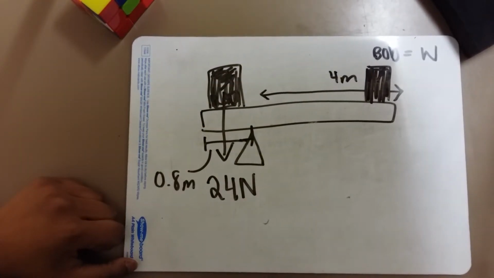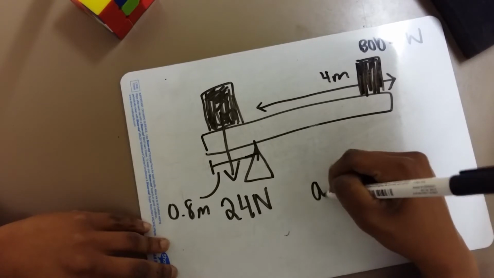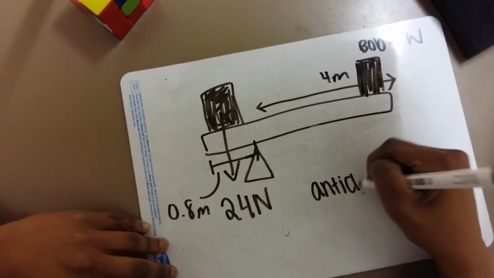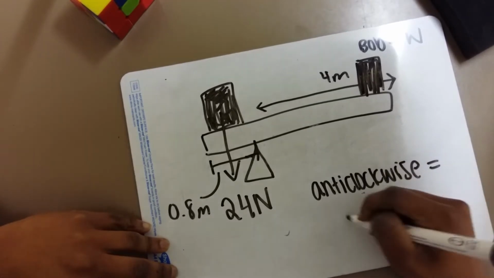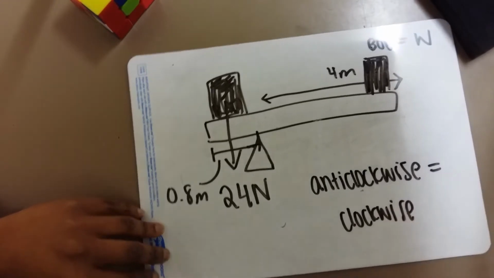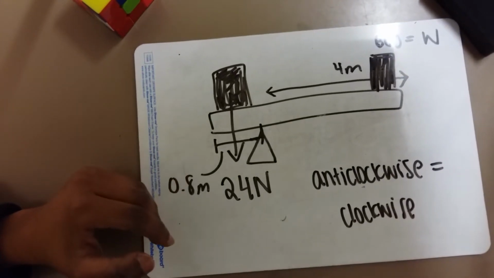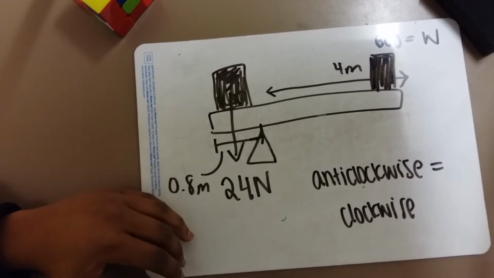Well, we need to know the principle of moments, which basically says the anti-clockwise moment is equivalent to the clockwise moment, or the sum of the anti-clockwise moments is equivalent to the sum of the clockwise moments. So how do we go about solving this?